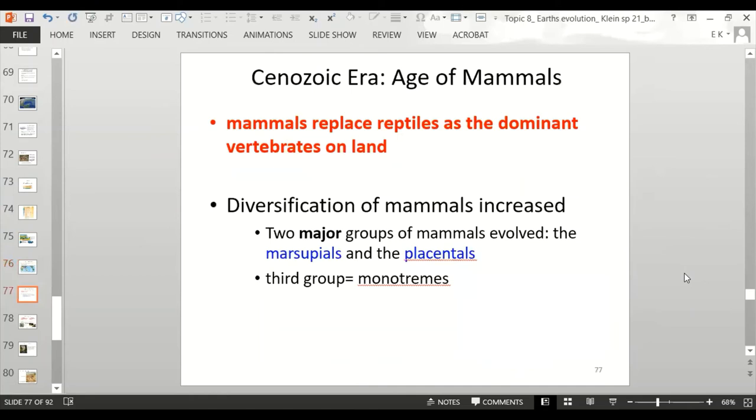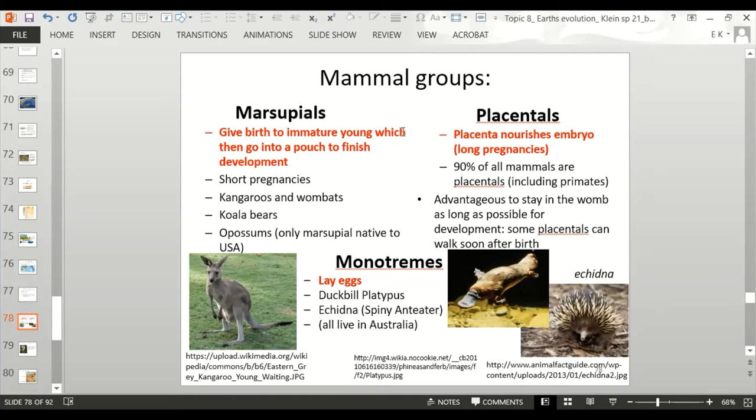Mammals replaced reptiles as the dominant vertebrates on land during the Cenozoic. And then we had diversification of mammals. Two major groups of mammals evolved, the marsupials and the placentals. And then there is a third group called the monotremes. Marsupials give birth to immature young, which then go into a pouch to finish development. Here is a kangaroo. Kangaroos are examples of marsupials, also wombats, koala bears, and opossums. Marsupials have short pregnancies, and then the immature young go into the pouch and finish growing for a while. For a while, because each animal has a different period of time.